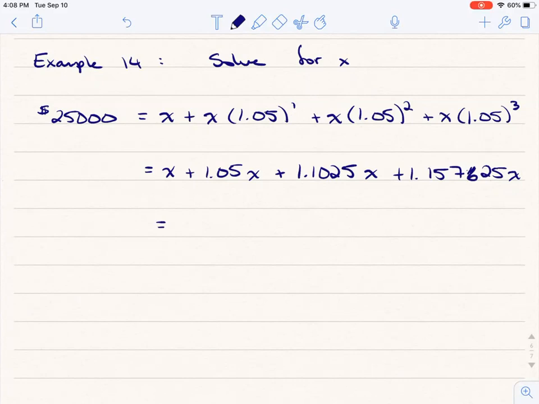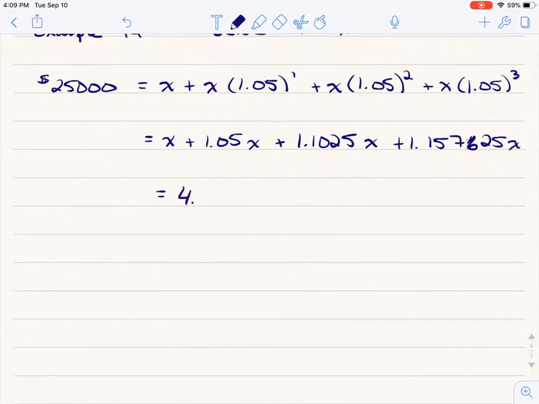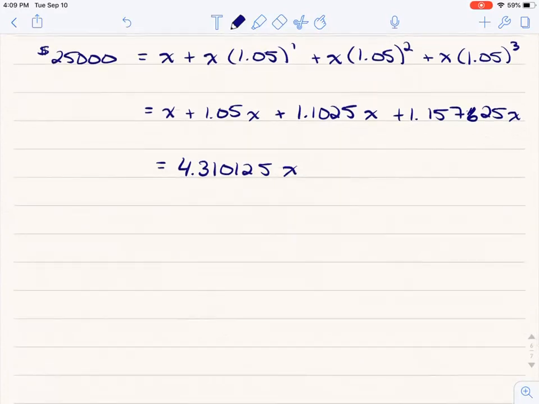One thing that you do have to keep track of, don't forget about this lonely x. There's still one x here. And so you want to do 1x plus 1.05x, 1 point blah, blah, blah. That's not helpful, I know. But you should get 4.310125x equals 25,000. So just make sure that that's what you get. If you get 3.3, I know you forgot the first x. If you got something else, I don't know what happened. So now we know that this equals 25,000.